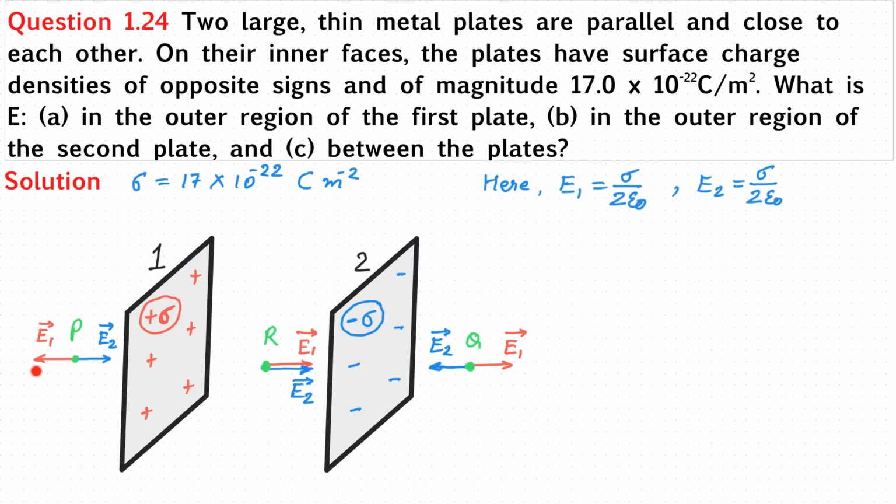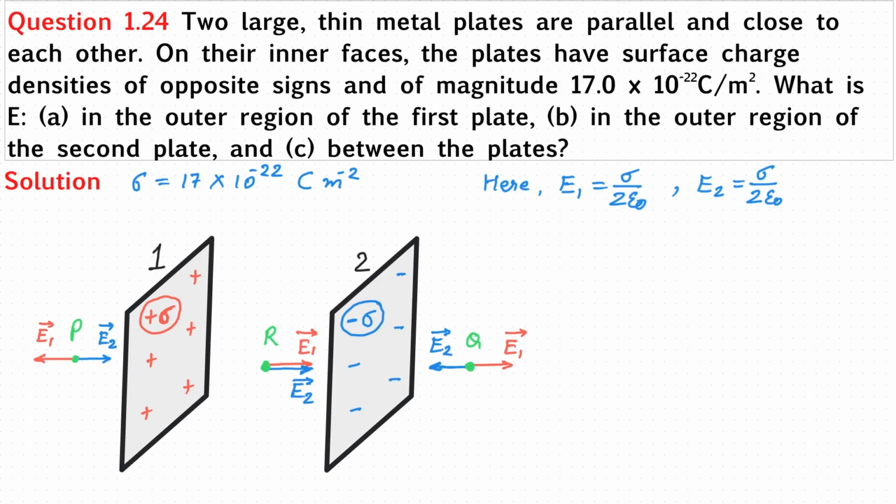For example, at P point the electric field E1 is in left side direction, but at the point R and point Q, the electric field E1 is in right direction. The same way, electric field E2 at point P and R is in right direction, but at point Q, E2 is in left side direction. So direction depends on the point what you have taken.